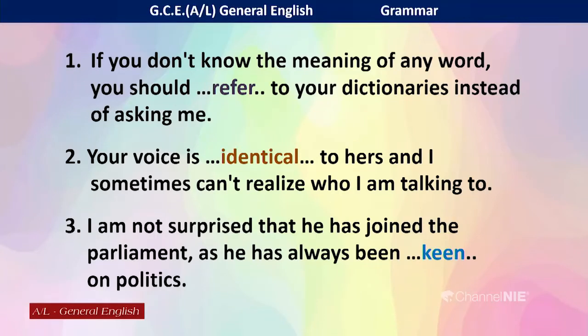Your voice is identical, the same, identical to hers. Both voices are the same. Your voice is identical to hers and I sometimes can't realize who I am talking to. Maybe they are twins, so they have the same voice. We have some friends like that also, who have the same voice.